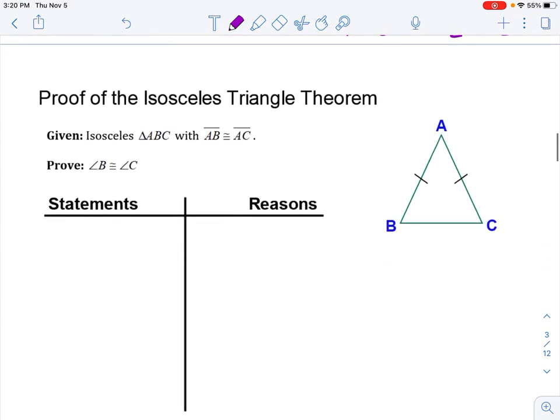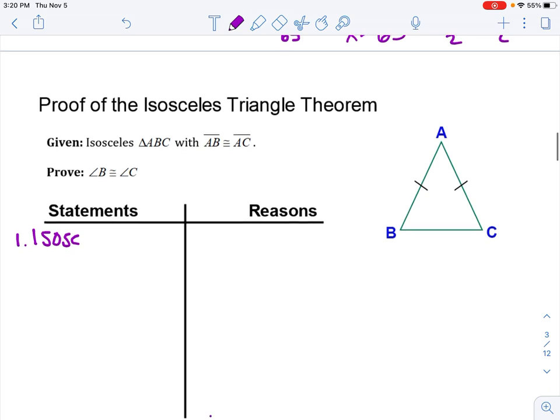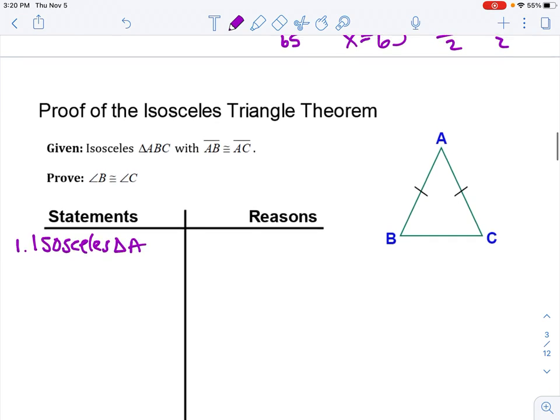Now we are going to prove our isosceles triangle theorem. This proof has two steps that are a little different than we normally do, but otherwise we can finish it out from there. We are given that we have an isosceles triangle ABC, and it has side AB congruent to segment AC. That's given. It's already drawn for us as well.